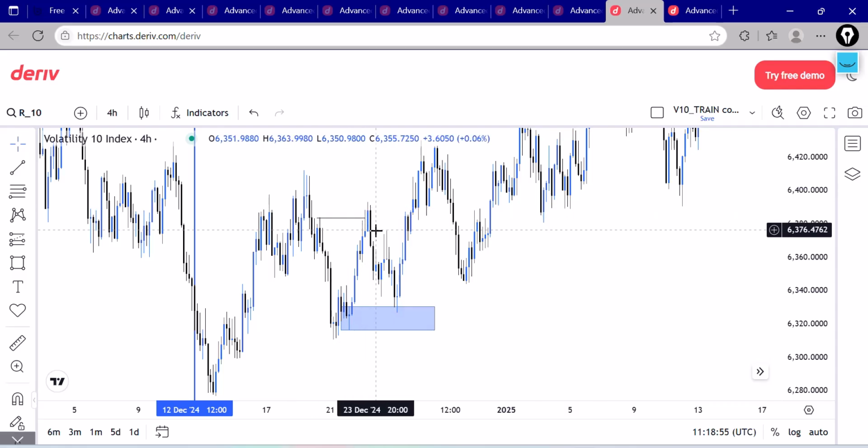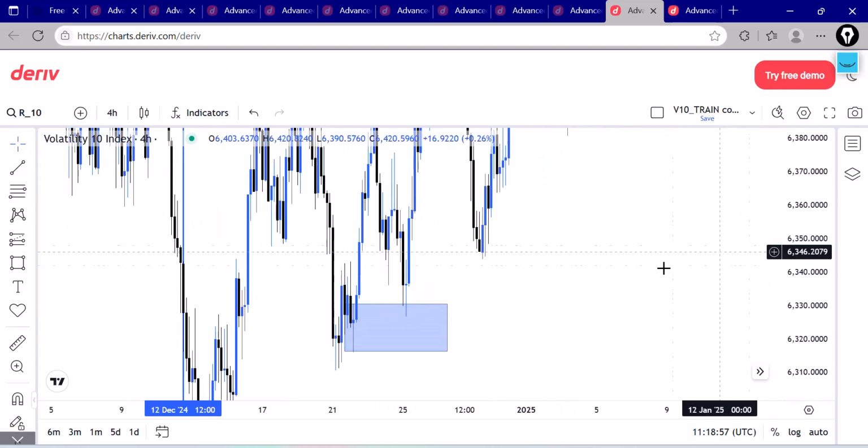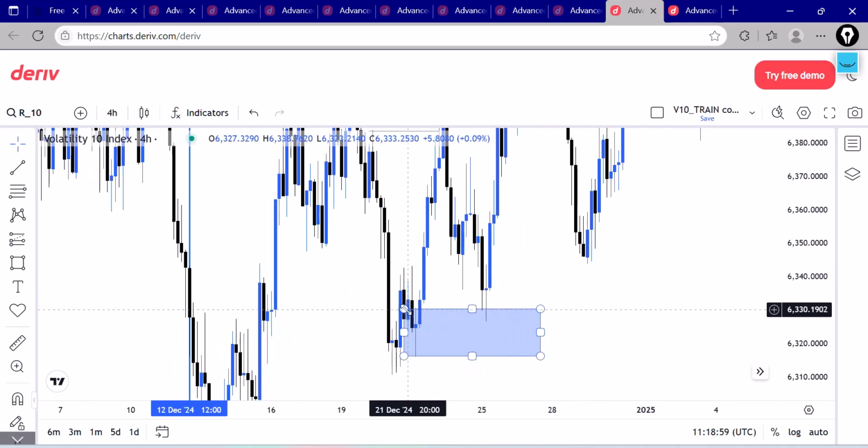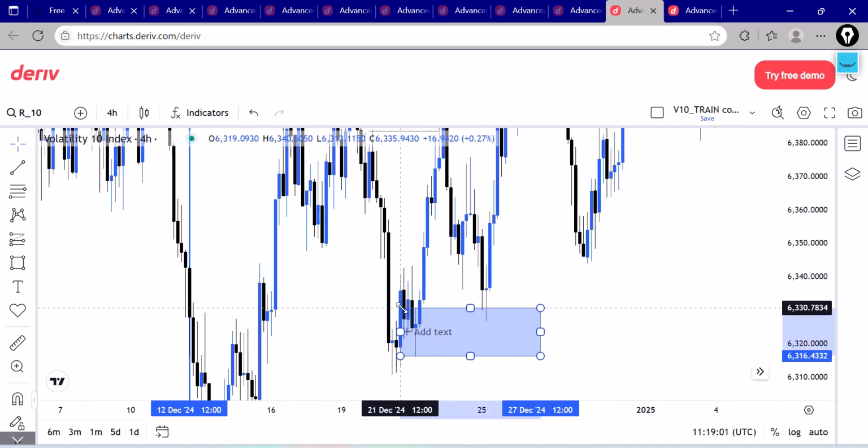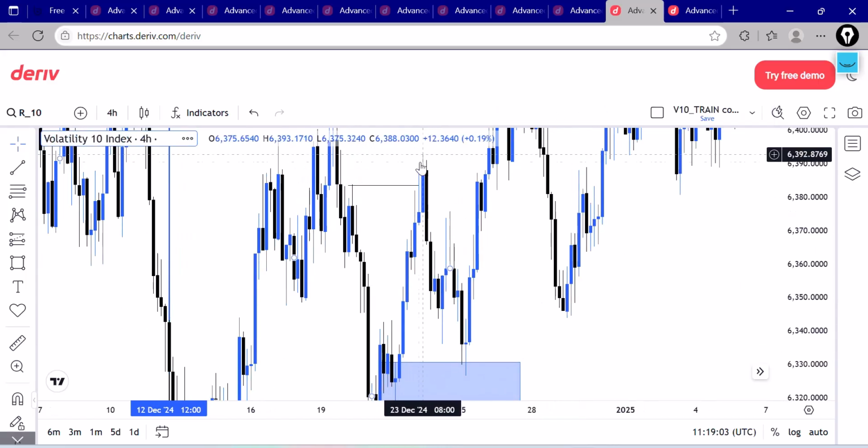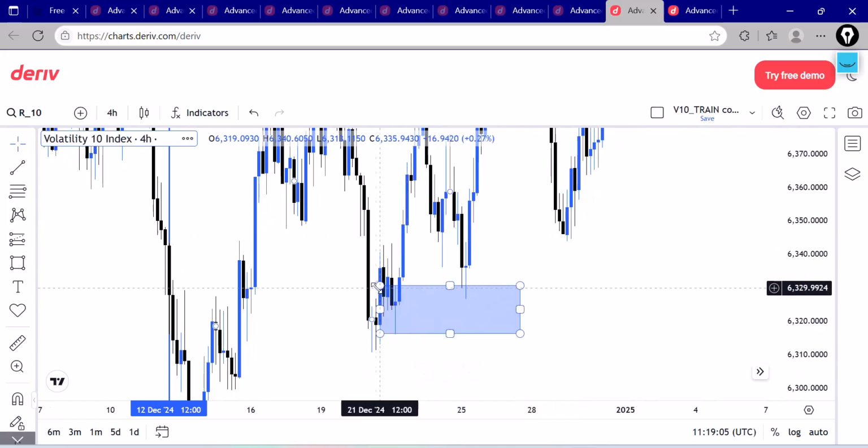So after that break of structure, another thing we look for is imbalance. Now this was the candle that caused that impulsive move. This was the last candle, the last down candle.